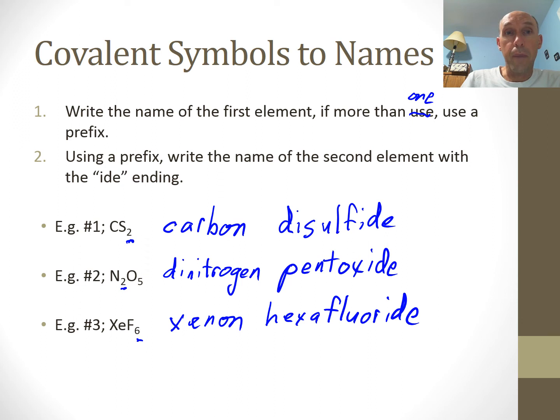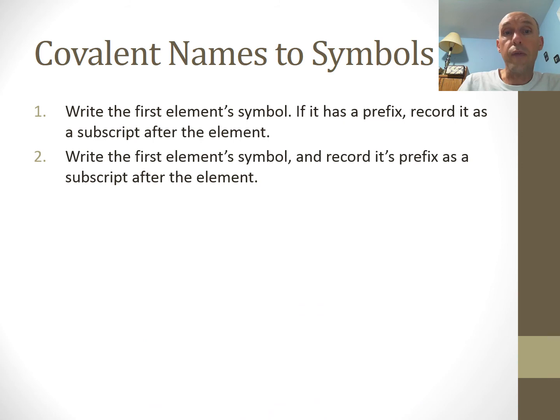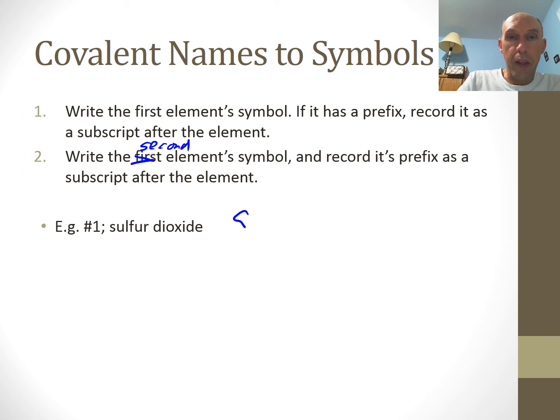So let's go the other way. To convert names to symbols, first step, write the first element symbol, and if there's a prefix, record it as a subscript after the element. Number 2, write the second element symbol and record its prefix as a subscript after the element. So, sulfur dioxide. Write the first element symbol, S. If it has a prefix, doesn't apply. Write the second element symbol, O, and record its prefix as a subscript after the symbol. Well, that di becomes 2, and it goes after the element symbol. So sulfur dioxide, SO2.